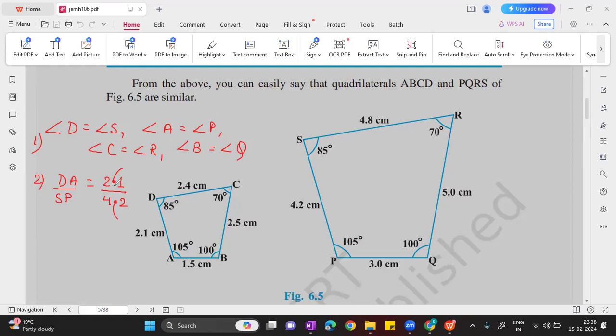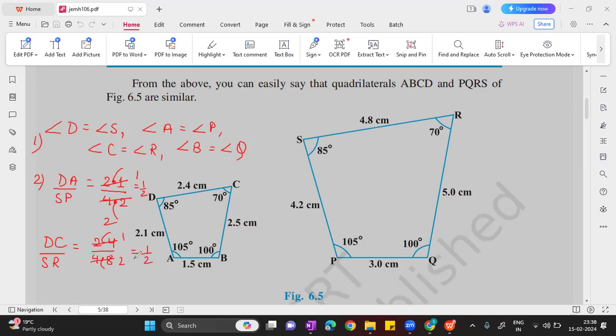Yes. Okay. Now tell me, 21 by 42. Will it not be 1 by 2? Yes or no? Because 21 times 2 is 42. So what is the answer of DA upon SP? You got 1 by 2, right? Now let us find out DC upon SR, right? Now what is DC? 2.4. What is SR? 4.8. Again, can we not just remove the decimals? Why? Because after the decimal, we are having the same number of digits, correct? Now what is 24 by 48? Is it not again 1 by 2? Yes. Because 24 times 1 is 24, 24 times 2 is 48.